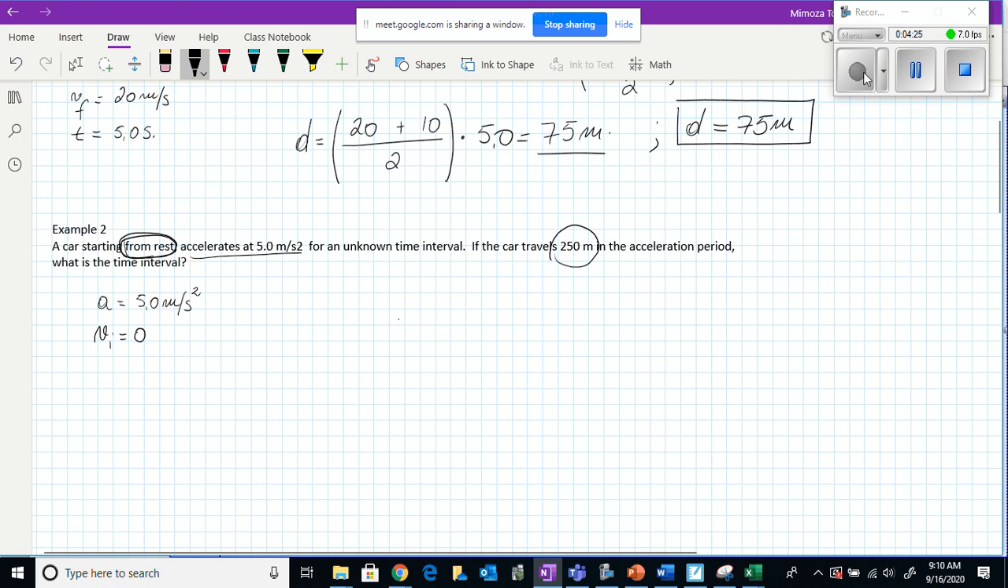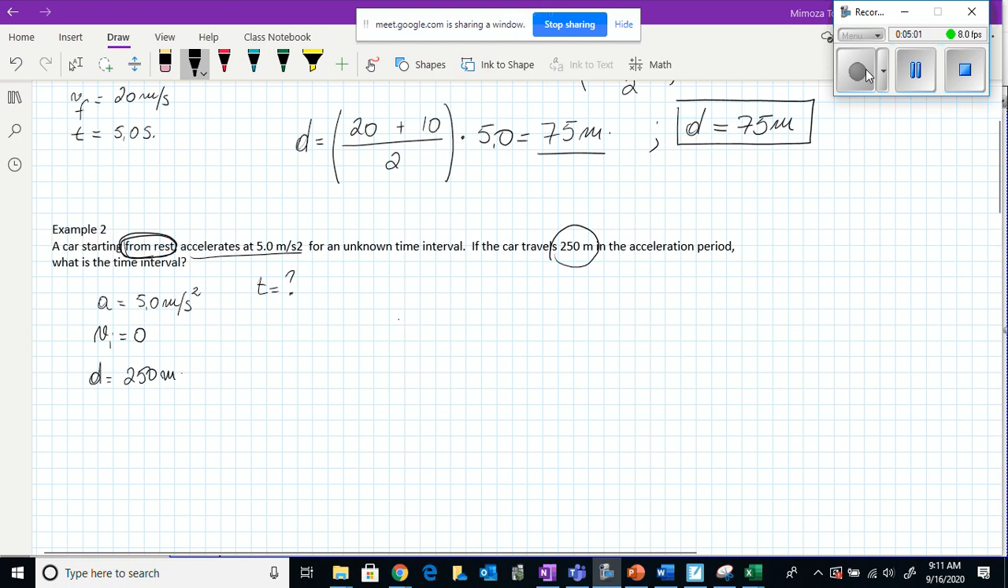When you see the expression that the object is stopping, then that means the final velocity is equal to 0. The distance that the object is traveling is 250 meters, and what they are looking for is time. So what is the formula that relates whatever is given and whatever they are asking?